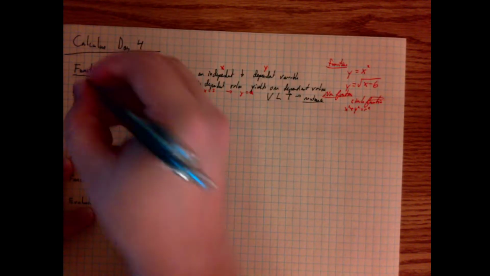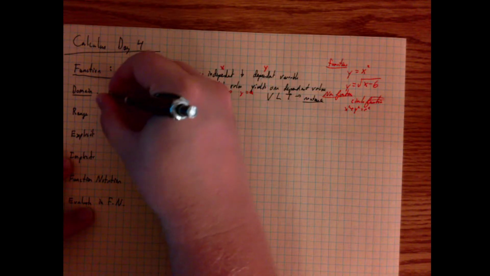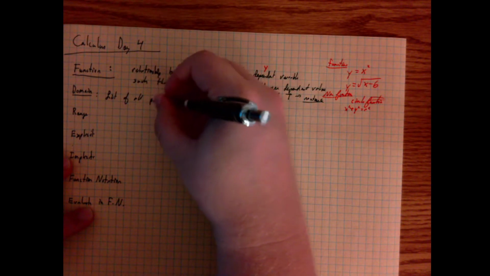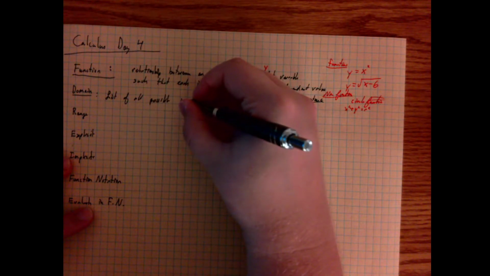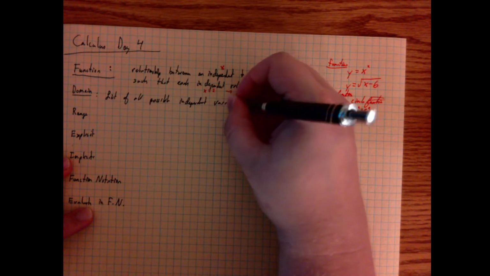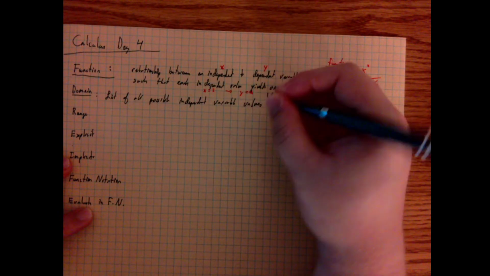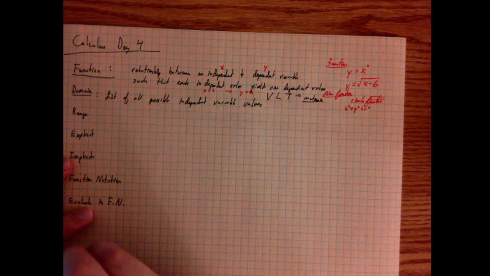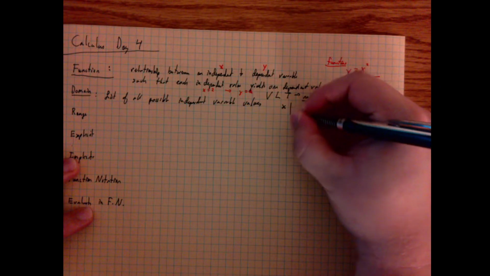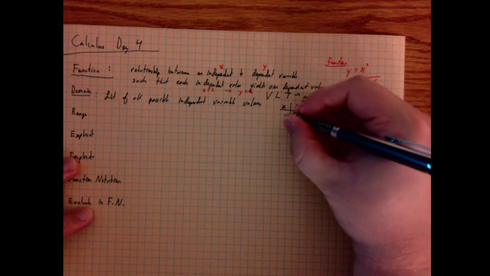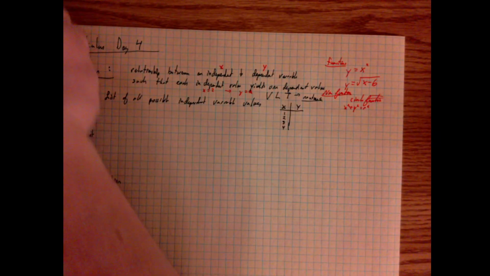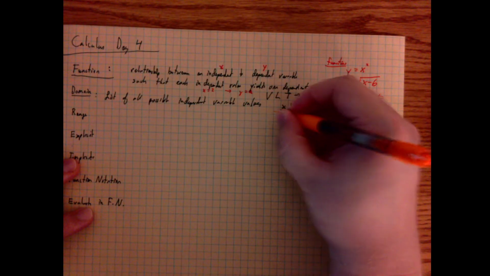Domain. This is the list of all possible independent variable values. In the more common term, this is what you plug in. So if you think of the table, like you did in algebra, of like 1, 2, 3, and 4. The 1, 2, 3, and 4, these are your domain.